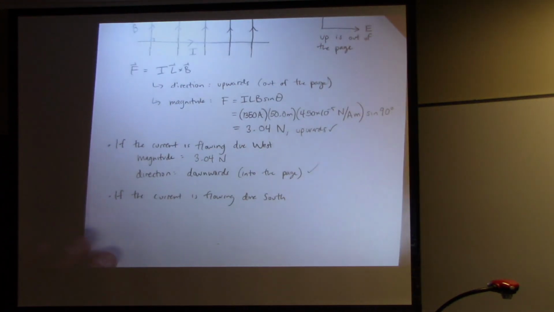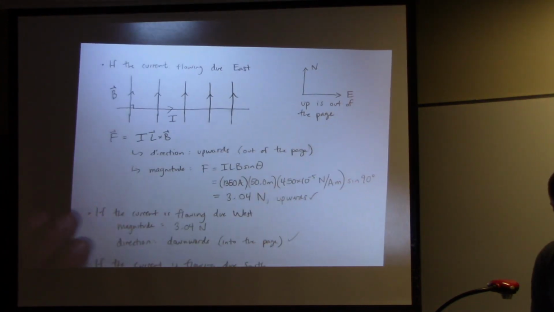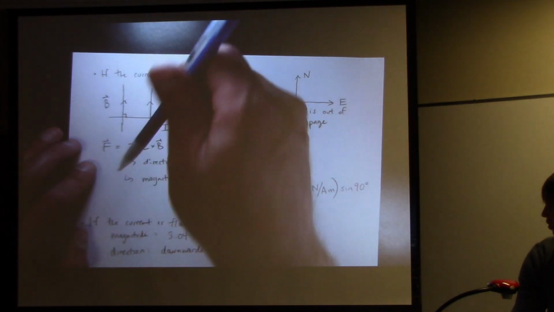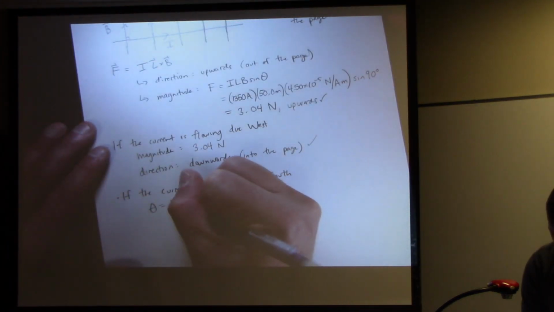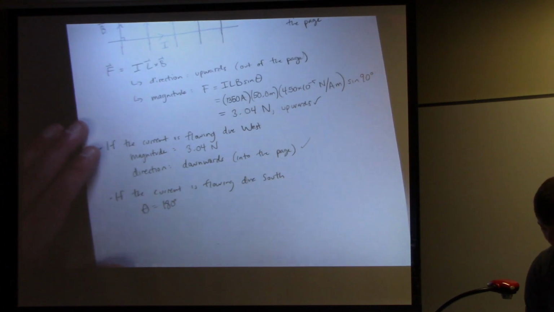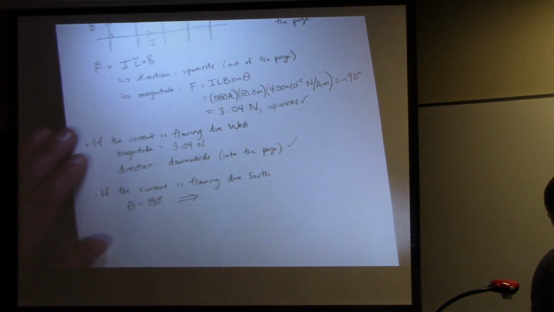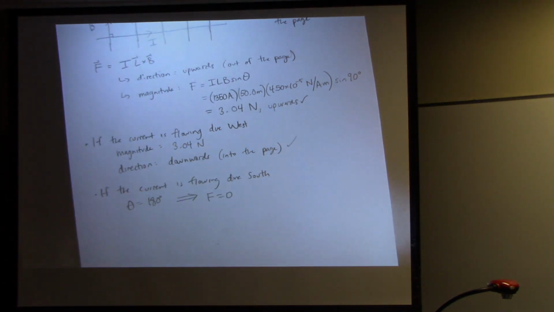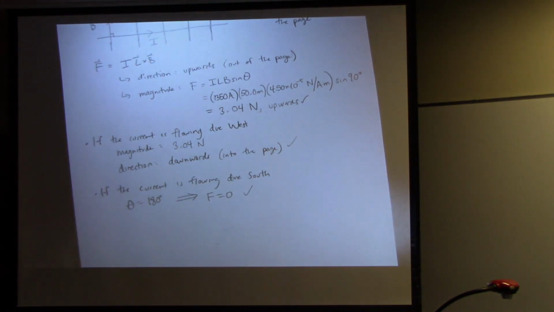Okay, now let's think about what our angle would be in this case. If I have my B field pointing straight north, and my current going straight south, the angle between those two is 180. And we've already seen that if there's a 180-degree angle between two vectors, the cross product is going to be 0. So there's no force in that case. Zero force. So that's how that works. And we'll do a couple more.